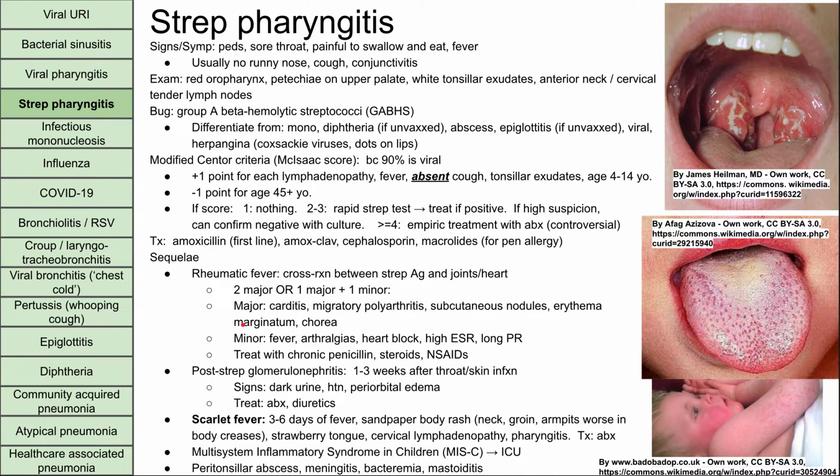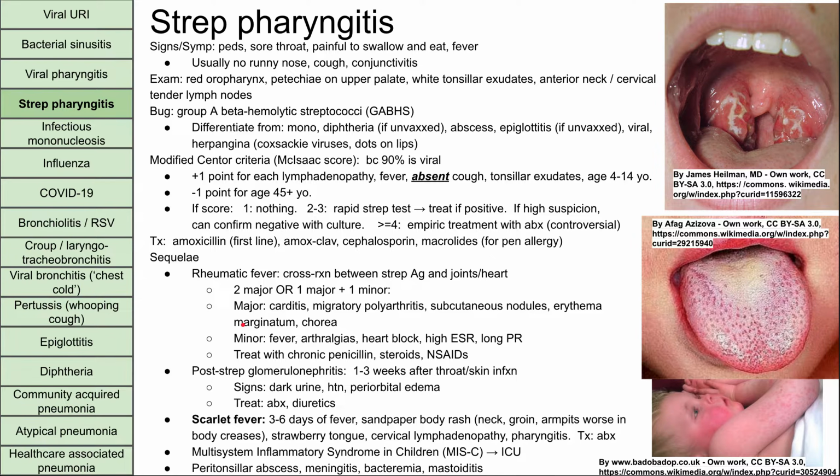Another is post-strep glomerulonephritis. So this is a problem in the kidney. This typically happens 1 to 3 weeks after a throat or skin infection. The signs and symptoms of this are dark urine, maybe having little urine, hypertension because of the kidney problems, and periorbital edema. The treatment here is antibiotics and diuretics.